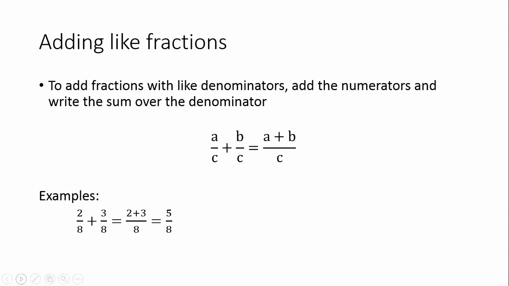This also should be written down. This is how we add like fractions. So when we add fractions that have like denominators, we add the numerators and then we write the sum over the denominator. So here we have a over c plus b over c. So the denominator c is the same. That will stay the same in your answer, and you add a plus b.